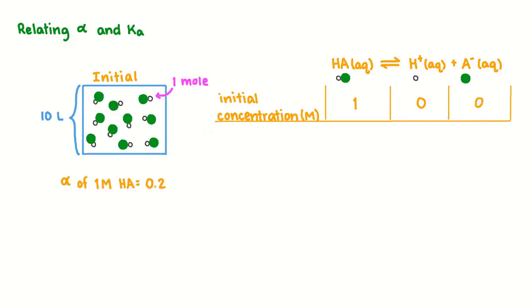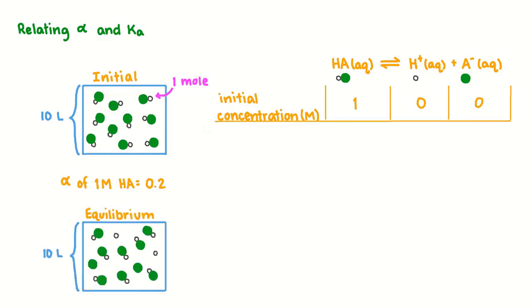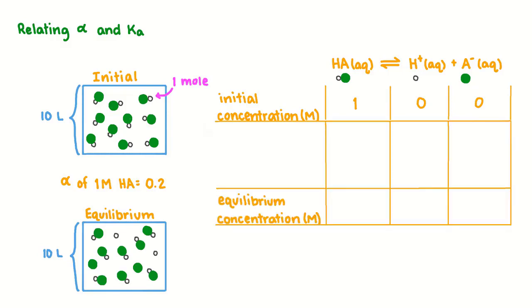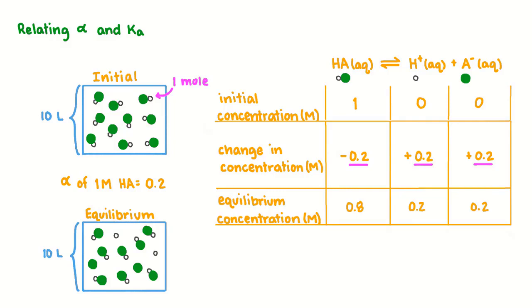0 molar. If the degree of dissociation of 1 molar HA is 0.2, then at equilibrium, 20% of the acid will have dissociated. At equilibrium, the concentration of HA will be 0.8 molar, and the concentration of H+ and A- will be 0.2 molar. This means that the concentration of the acid decreased by 0.2 molar, while the concentration of the ions increased by 0.2 molar. Thus, the concentrations changed by a value equal to the degree of dissociation.